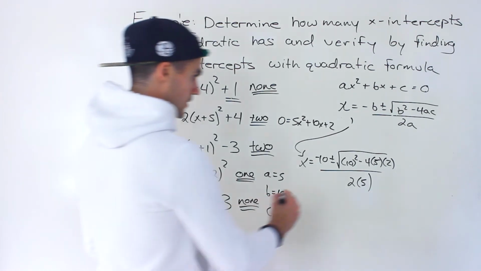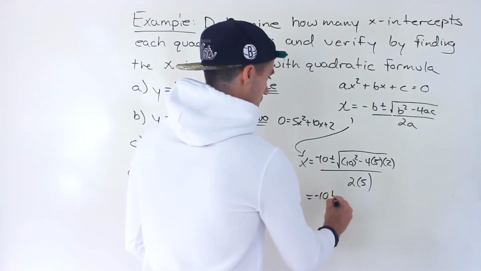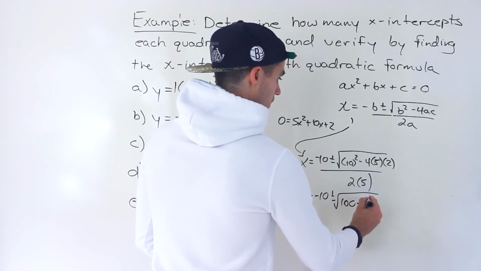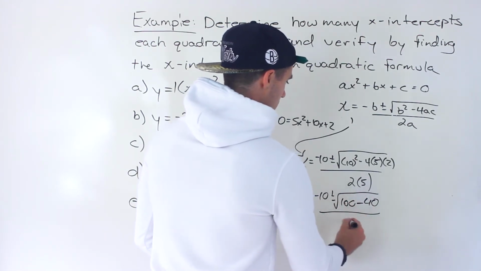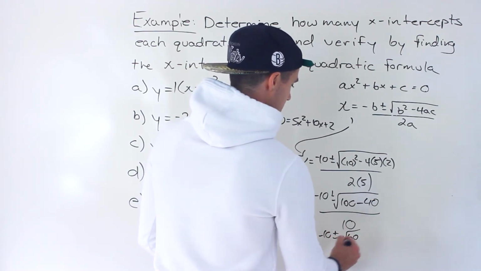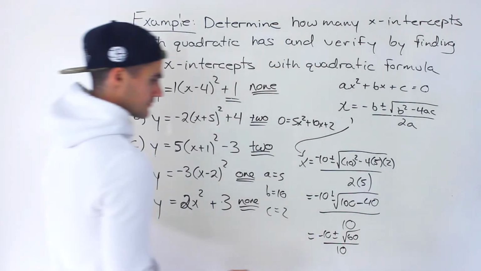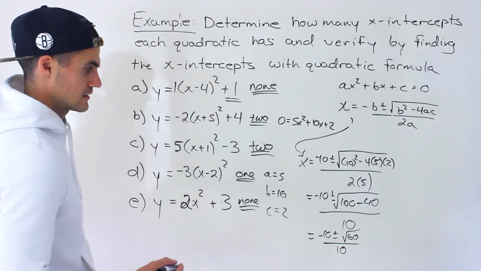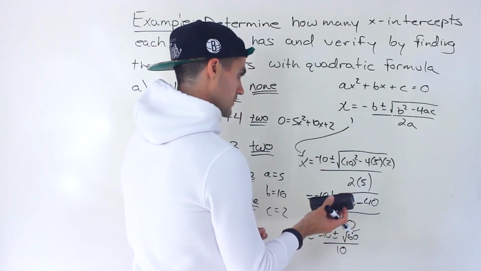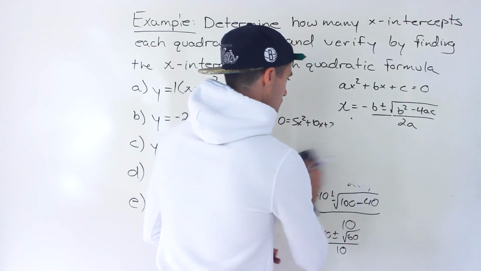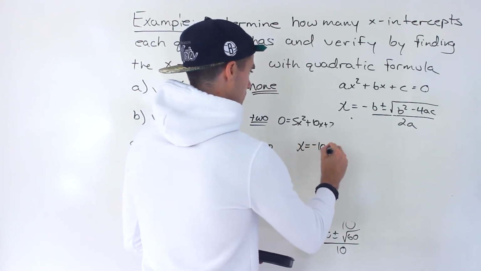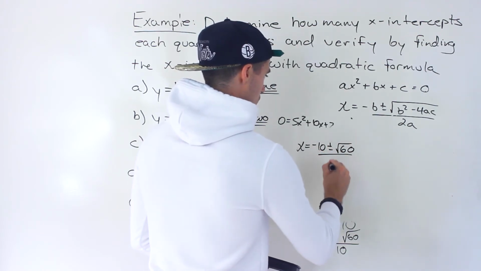So from here, we'd end up with negative 10 plus or minus the square root of 100 minus 40, all over 10. So we end up with negative 10 plus or minus root 60, and that's going to be over 10, like that. Now, the root 60, give me a sec here. Yes, so the root 60, that actually simplifies. So let's rewrite this over here: negative 10 plus or minus root 60 over 10.